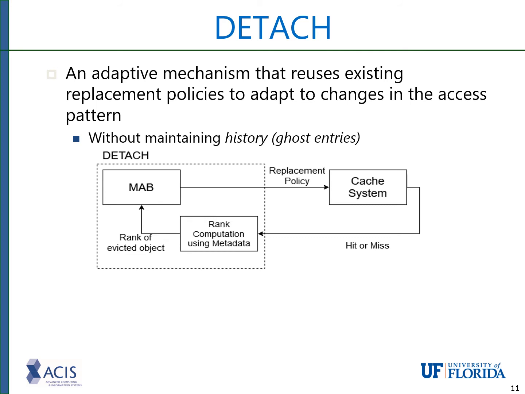We see a typical cache system which provides us with the information of a hit or a miss for every request that it receives. DETACH then monitors the hit or miss information, and upon a miss, computes the rank using the metadata available. The rank of the evicted object is then fed into the controller, which then makes an adaptive decision.